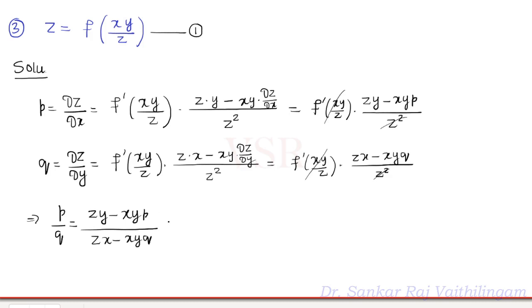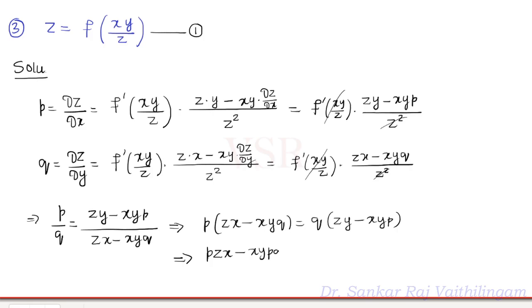Okay, so இதை cross multiply பண்ணிக்கலாமா, that is P times (ZX minus XYQ) which is equal to Q times (ZY minus XYP). இது elaborate எழுதுனா, P into ZX minus XYPQ which is equal to QZY minus XYPQ. அப்போ இதுவும் cancel ஆயிரும்.